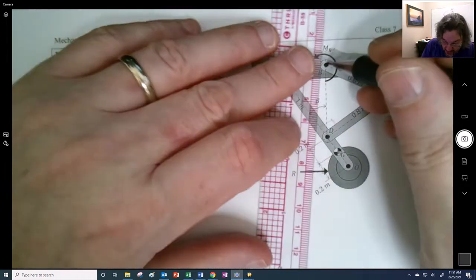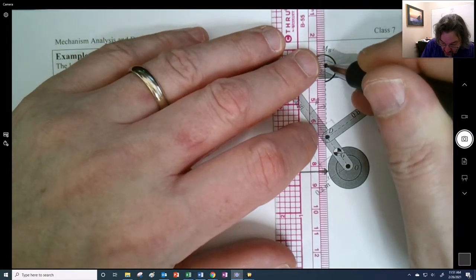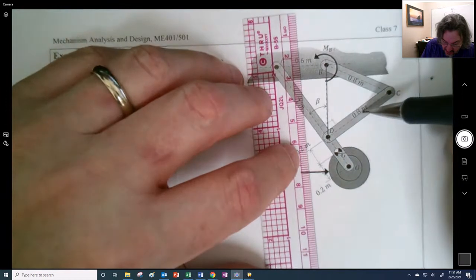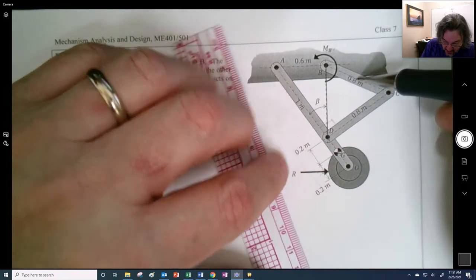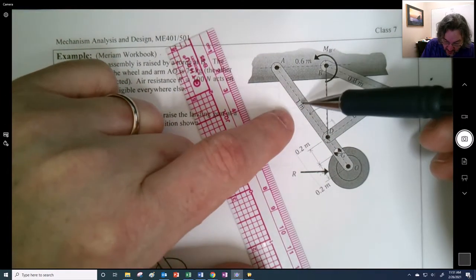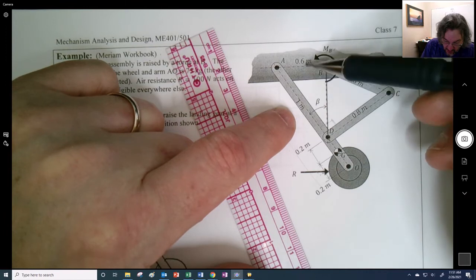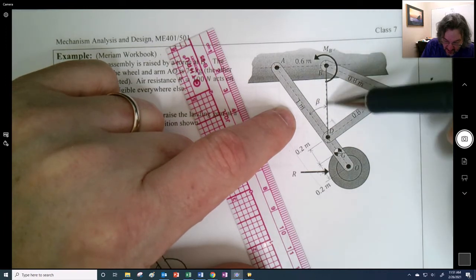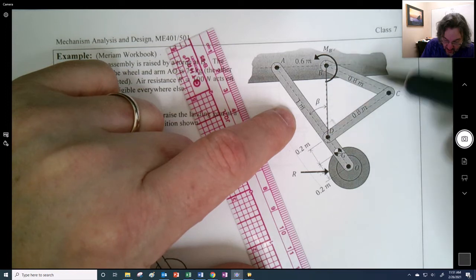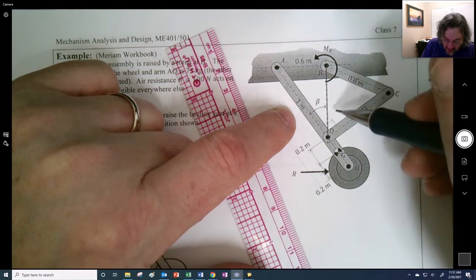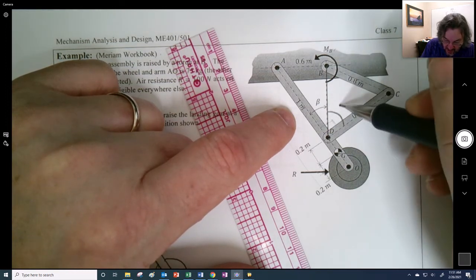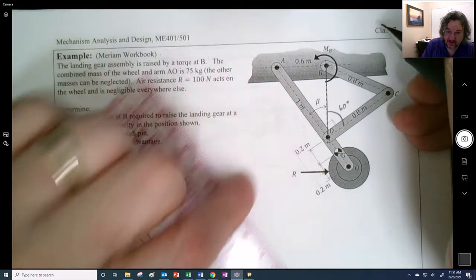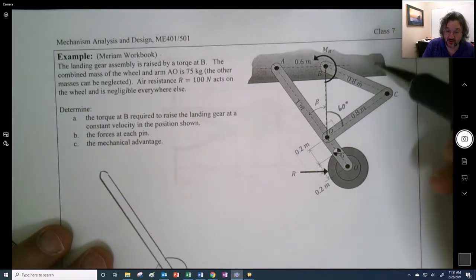So what we can see from this is that this is 0.8 and this is 0.8. And then if we also do the geometry right here with the 0.6 and this right here, we'd find out that this is 0.8 as well. So we find out that this is an equilateral triangle and that is 60 degrees right there. So we had to do a little bit of geometry and double check.